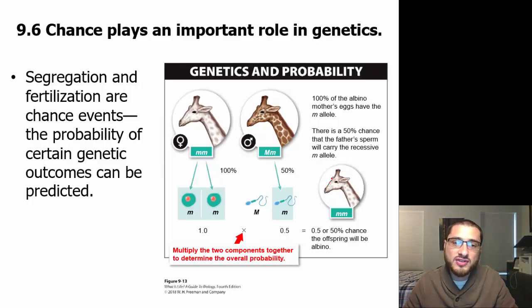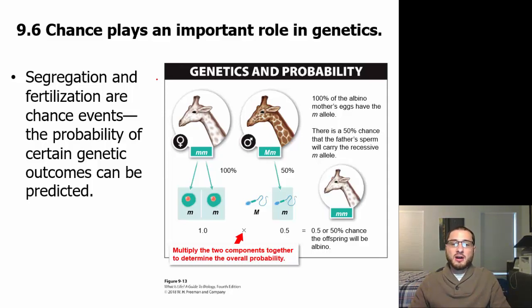Now, segregation and fertilization are chance events. So it's not like, oh, if I have 4 kids, it's definitely going to be 3 of them will be this way and 1 of them will be this way. It's a chance event each time. So it really depends on which sperm and which egg are going to come together. The probability of certain genetic outcomes can be predicted. So that's when we look at the chances.